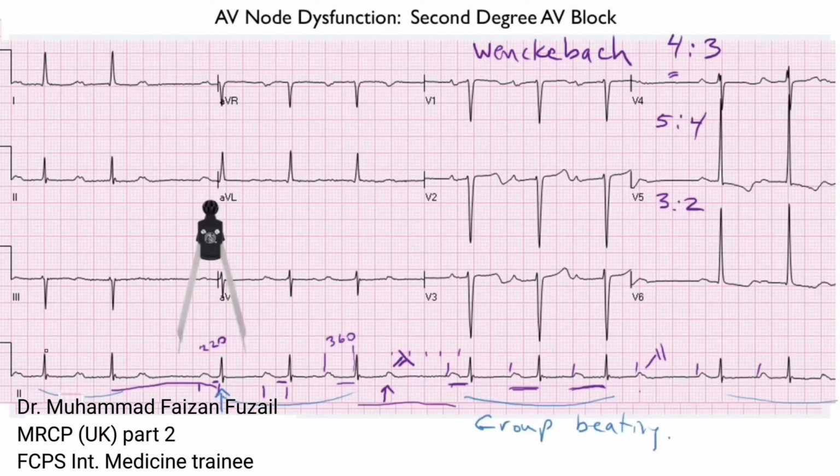If you take the previous R to R interval, the size of the pause is always less than 2 times the previous R to R interval. So if you measure that over, it comes out to there. The pause is less than 2 times. And that's a rule that you should be able to prove if you want to make the diagnosis of type 1 second degree AV block.